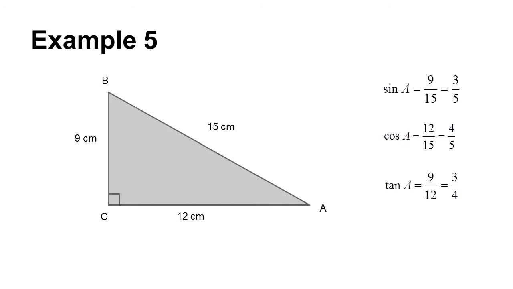Looking at the angle A, the sine of A, remember, is opposite over hypotenuse, so that's 9 over 15. The cosine of A, remember, is adjacent over hypotenuse, so that's 12 over 15. And the tangent of A is opposite over adjacent, so that's 9 over 12. And you can see that we can simplify those ratios.